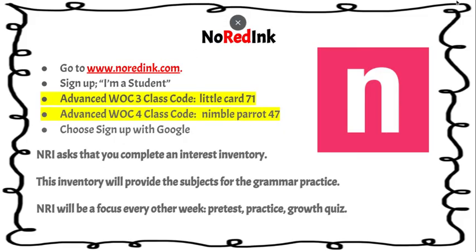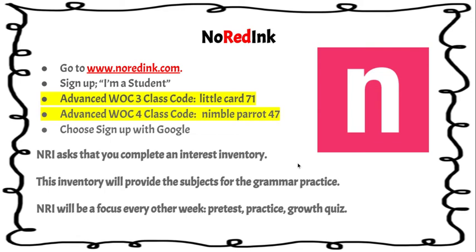The next website you're going to need to get signed up for is called noredink.com. When you sign up, it's going to ask you for a specific class code. If you are in my third period class, this is the code you need to put in. Please notice it's all lowercase letters and there is a space between each word. So it's little space card space 71. For fourth period, it's nimble space parrot space 47.